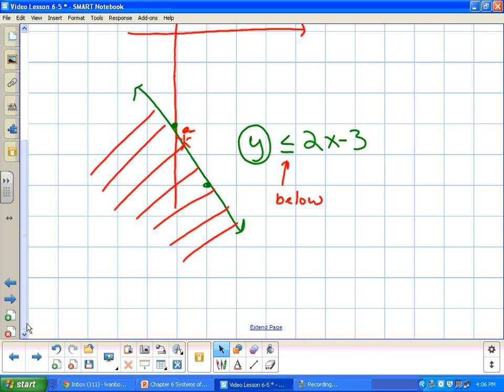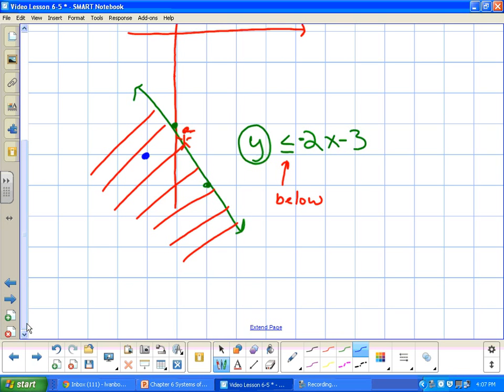inequality. To make sure that I've graphed this correctly, I will, oh, excuse me, it should be a negative sign right there. So to make sure this is true, I'm going to pick an ordered pair that I've shaded, such as this one right there.